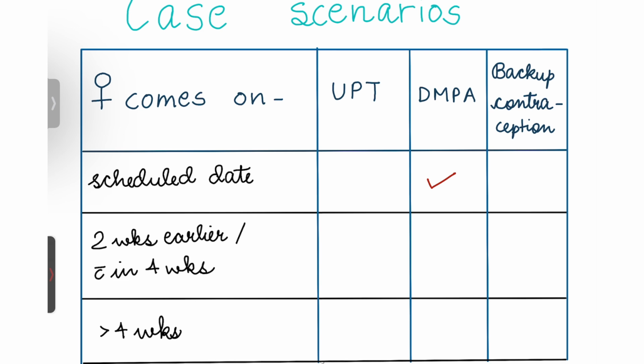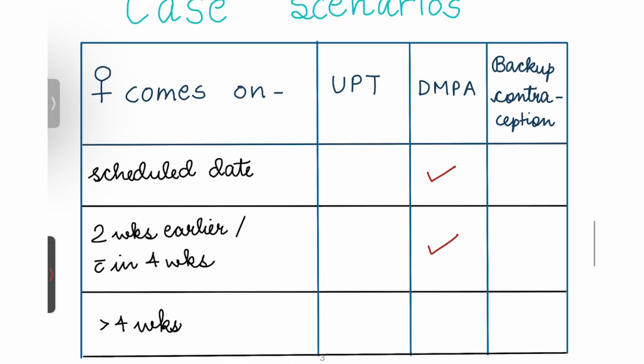But if she has to go somewhere, if she has to travel, can she come earlier? Yes, she can come as early as 2 weeks. And she can come as late as 4 weeks. Because 4 weeks is the window period, right? So if she comes 2 weeks earlier, or if she comes within the 4 weeks, we will give her the DMPA injection.